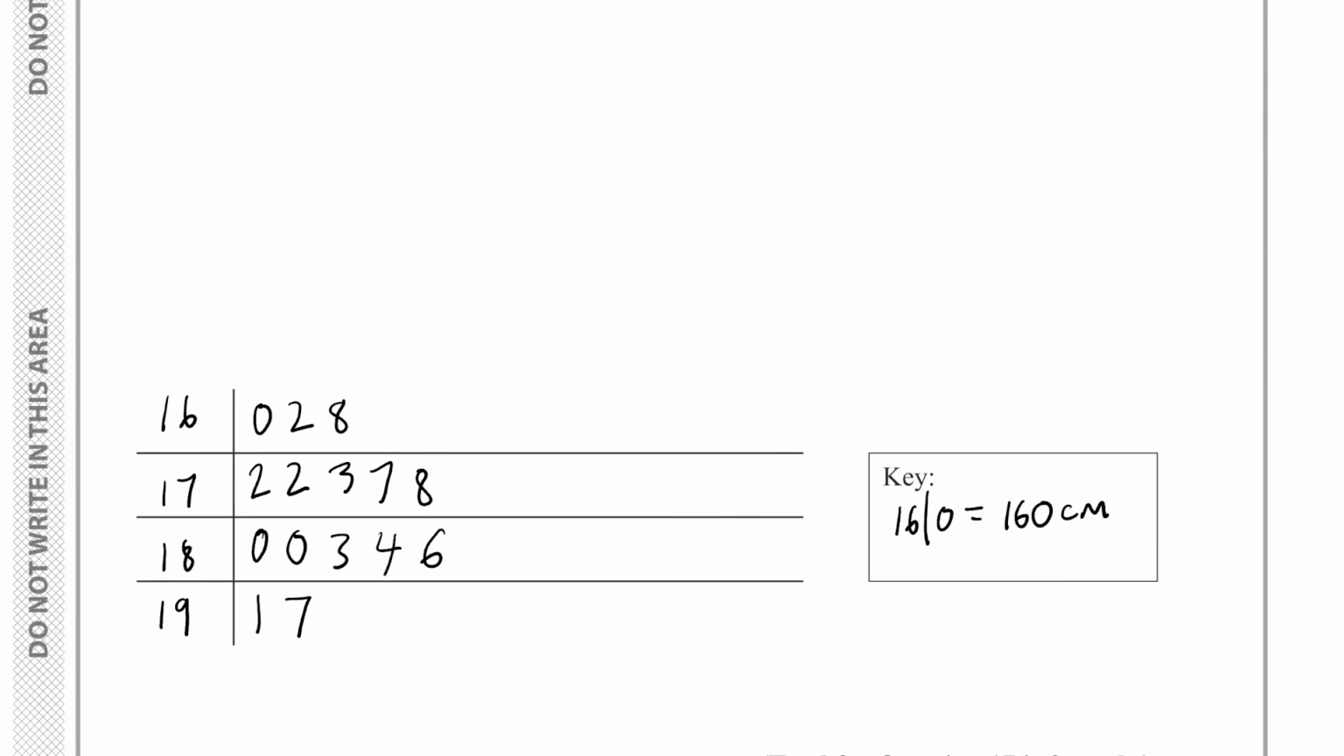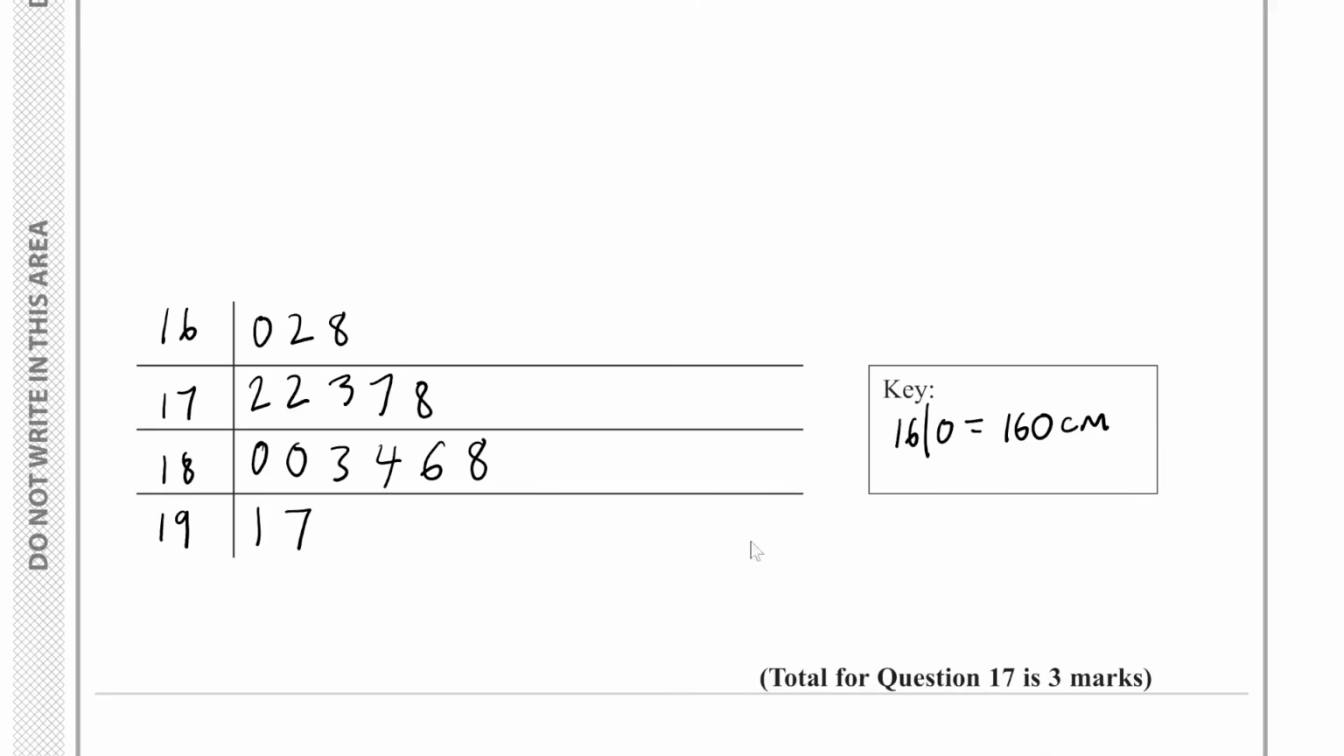So it's a stem and leaf diagram. So they're in order, all the numbers, and we've split off the tens from the ones. So this is 160, 162, 168, 172, 172, 173, and so on. And the key shows what we've done. So 16, 0 means 160 centimeters. We could have written any of them in. So we could have written 19, 1 is 191 centimeters.